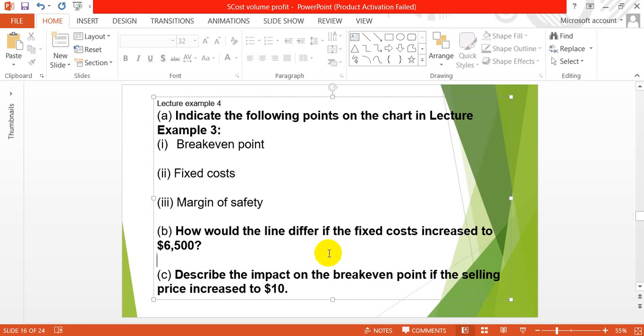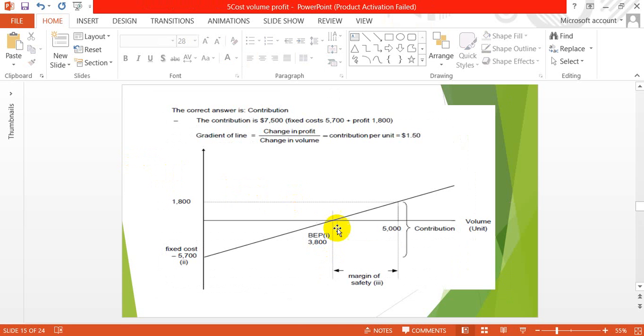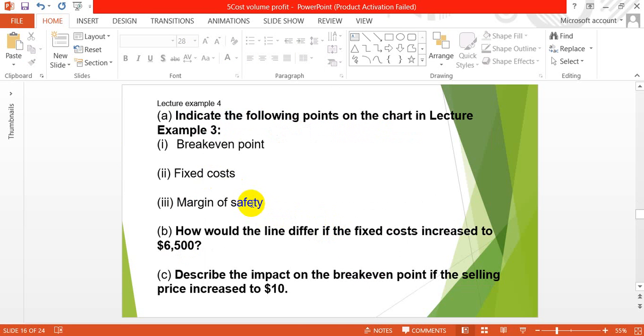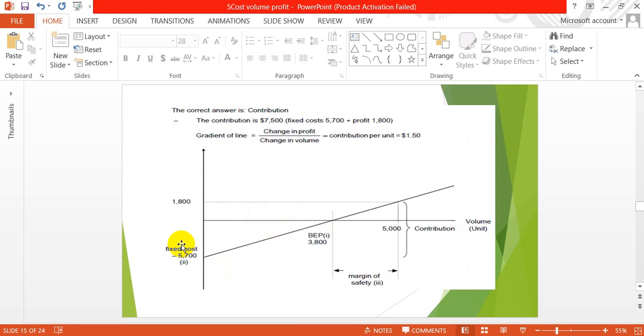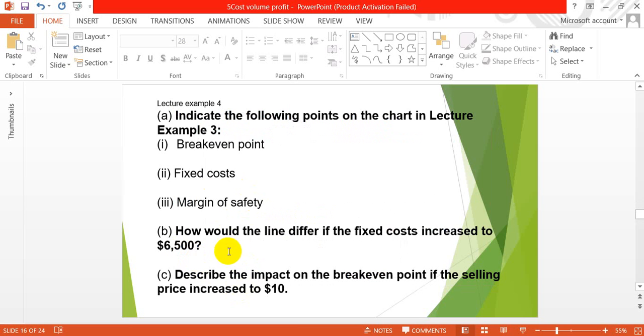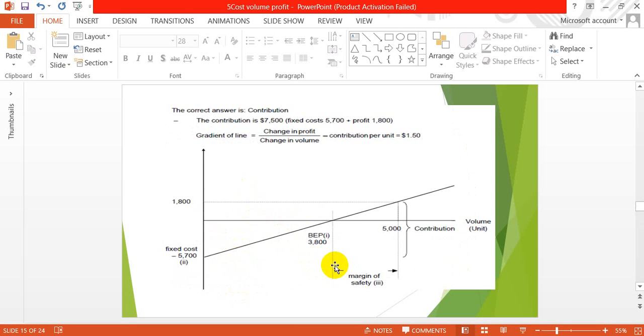We have another lecture example question. Indicate the following points on the chart in lecture 3. The break-even point, we already seen the break-even point as being that one there. The fixed costs, we also have the fixed costs there. The margin of safety, we also identify the margin of safety as being this point here.